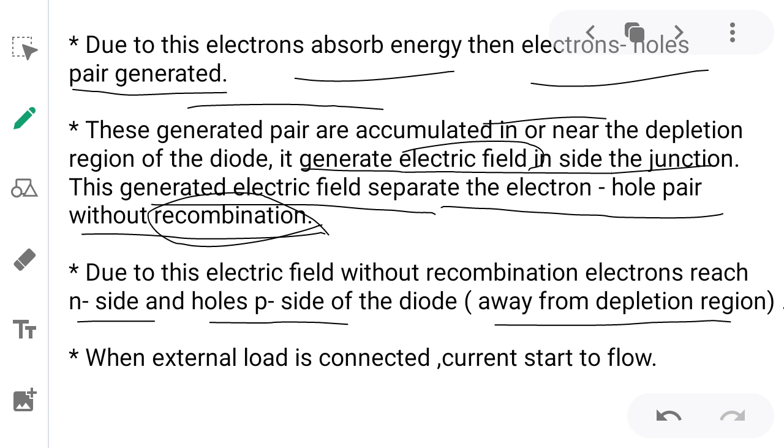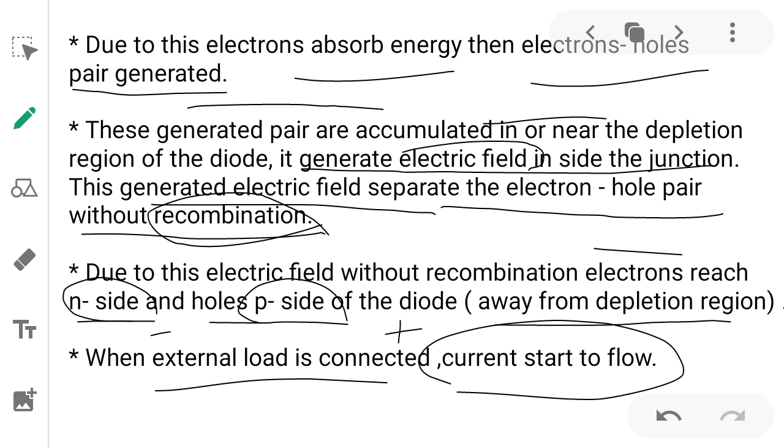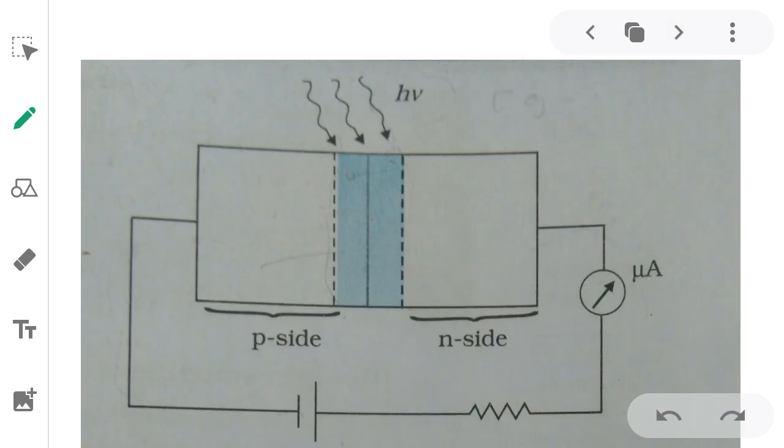Next, when the electron reaches the N side, it becomes negative. When the hole reaches the P side, it becomes positive. When an external load is connected, we get a current through it.